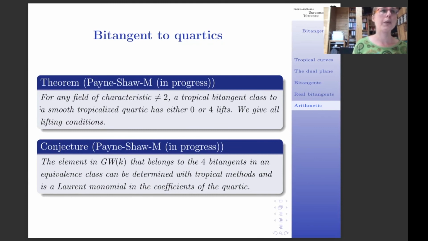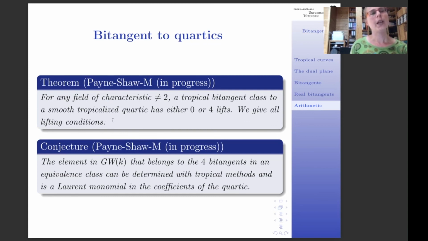And first, what we did, the first step, is to generalize the lifting statement by Angie and me to arbitrary fields. And it's actually still true that a tropical bitangent class either has 0 or 4 lifts, no matter which field you're working on. Either all of them exist in your field or none of them exist in your field. It's also true that if you don't have lifts in your field, you have to pass to a quadratic extension, and quadratic extensions are all you need. Then all your tropical bitangent classes will lift, which is sort of nice also, I think.